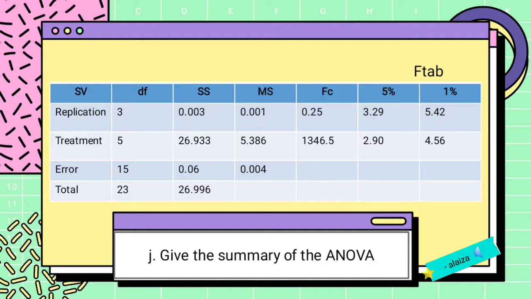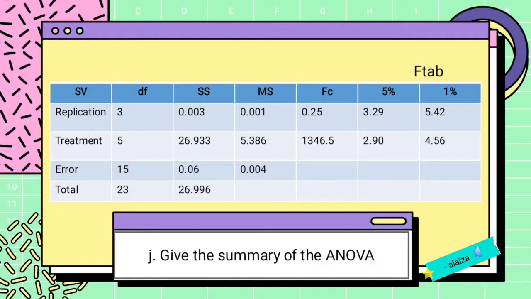In our total, 26.996, that is our sum of squares. So we sum the squares, and then got the answer of 488.912. We subtract the CF, which is 461.916. We got the answer of 26.996.